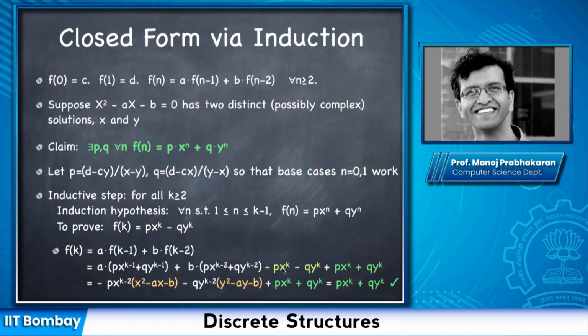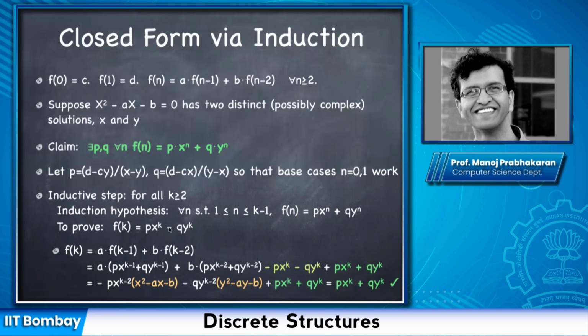If you separate out terms involving p and terms involving q, and you take out an appropriate power of x, what you're left with is x squared minus ax minus b, and here if you take out an appropriate power of y, you're left with y squared minus ay minus b. And since x and y are both solutions to the original equation, these two quantities are 0, and you get back what you wanted to prove. Sorry, there's a plus here, not a minus.